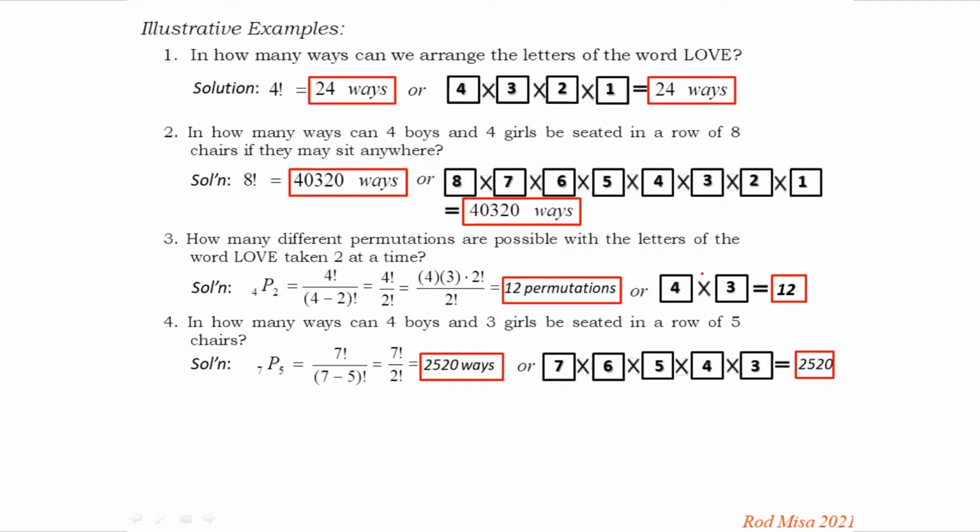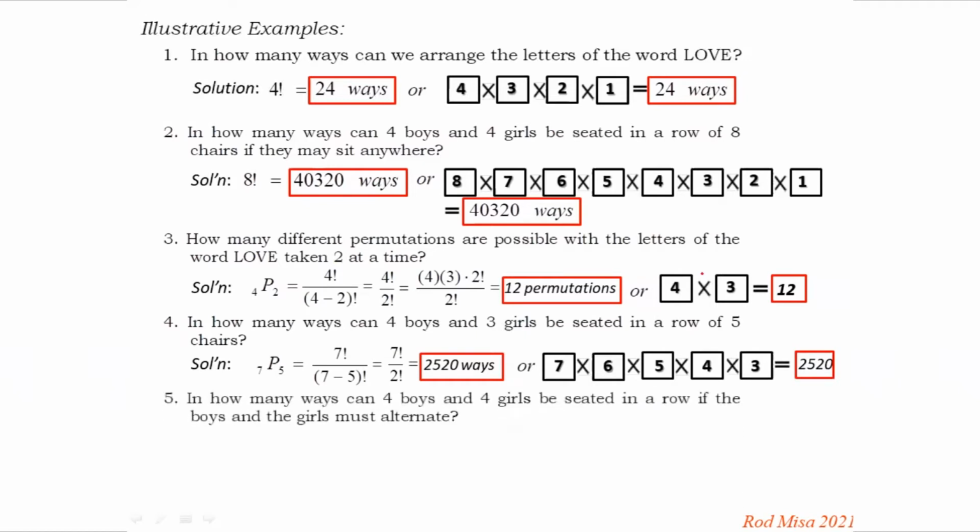Now let's proceed to our fifth problem here. In how many ways can 4 boys and 4 girls be seated in a row if the boys and the girls must alternate? Now here, because gender is being considered, I will be arranging first the boys and to arrange alternately.